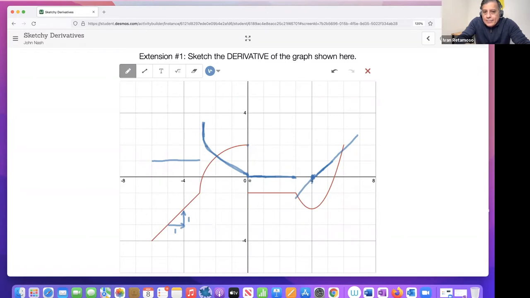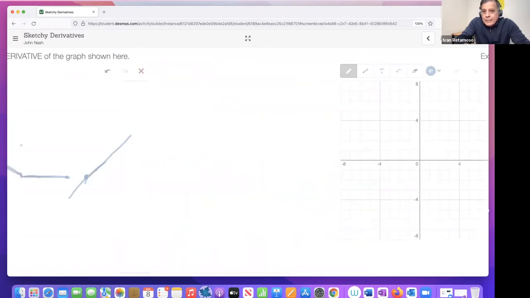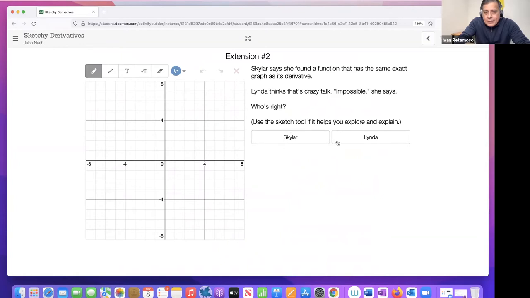Yeah, now maybe the last question should be this. Yeah, we should go back to lecture. You should figure this out, guys. It says, Skylar says she found a function that has the same exact graph as its derivative. Linda thinks that's crazy talk, impossible, she says. Who is right, Skylar or Linda? Is it possible to come up with a graph that is exactly the same as the graph of the derivative of a function? What do you think, guys? And if that's true, give us an example, right? What would be that function whose derivative is the same, basically?